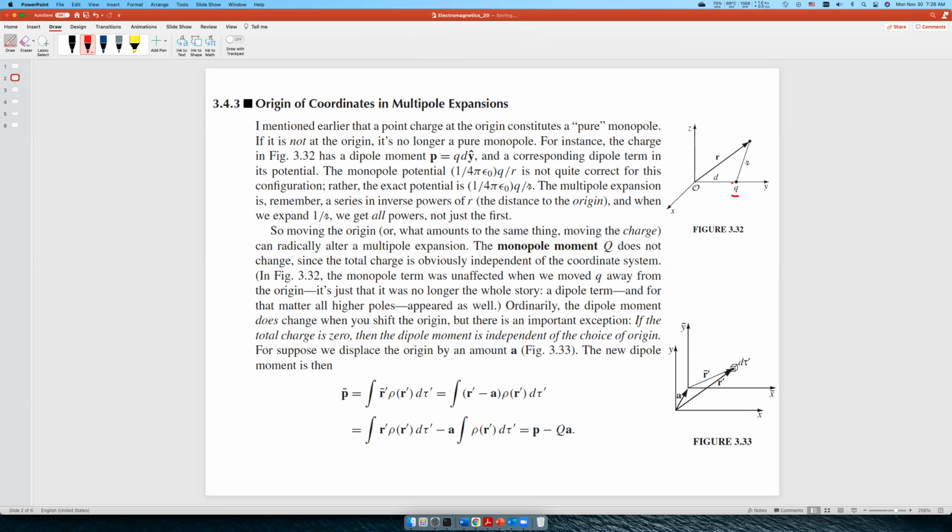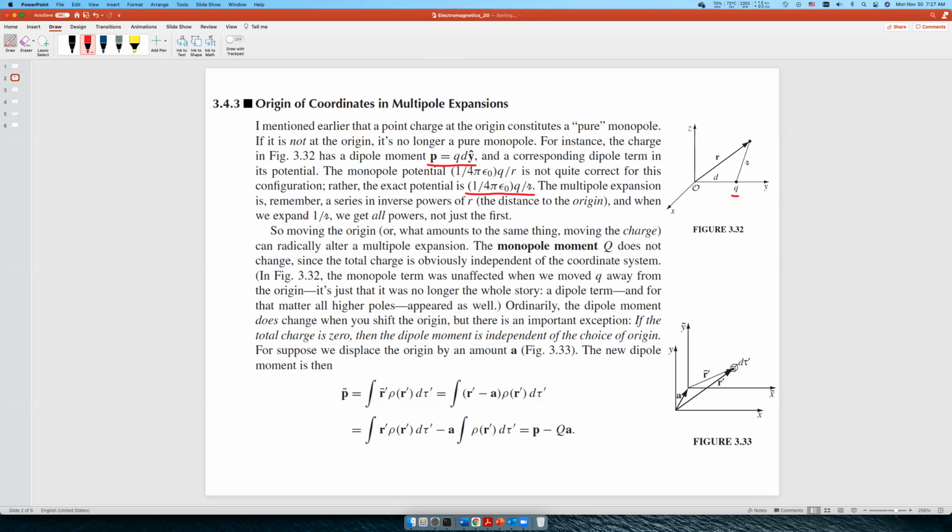this charge, even the single charge, can form a dipole moment, which is p equals Q d, and the direction is in the y direction, of course. Then a corresponding dipole term appears in its potential. The monopole potential is not quite correct for this configuration. And the exact potential in this position becomes this equation.